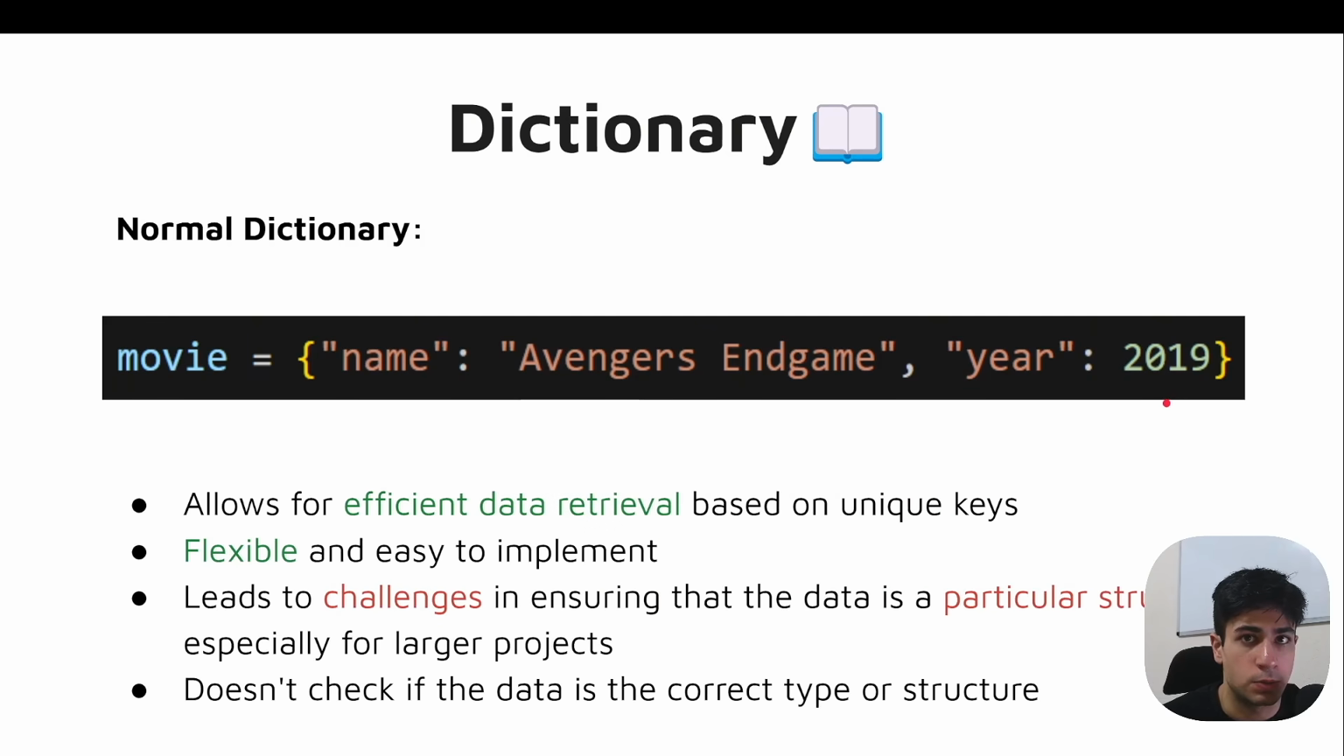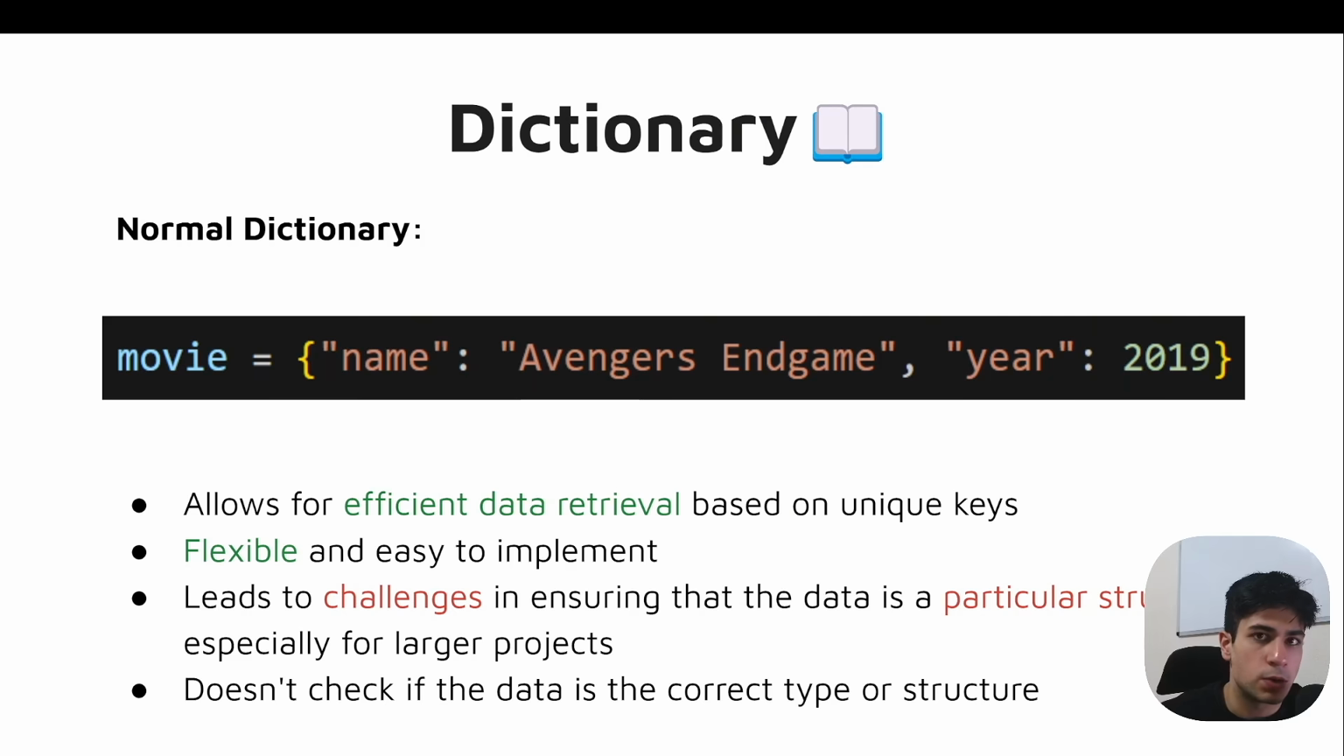Now, dictionaries are awesome, don't get me wrong. They allow for efficient data retrieval based on their unique keys, they're flexible and easy to implement, but there's a potential problem with them. It's a challenge to ensure that the data is a particular structure, and this could be a huge problem in larger projects. To put things in simple words, it doesn't really check if the data is the correct data type or structure. And that could be the source of a lot of logical errors in your project. And if your project is really, really large, then this could be quite a headache to identify, right? Because it's quite a small detail.